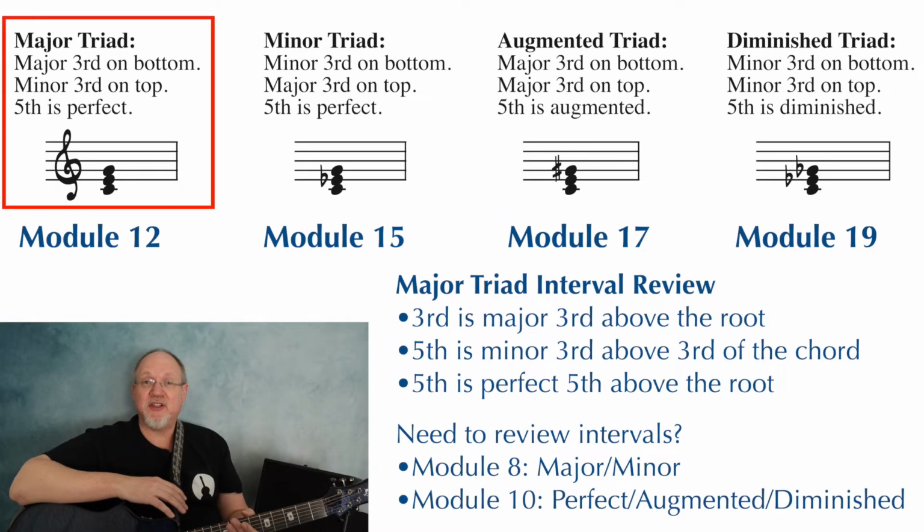You studied major triads in Module 12. A major triad consists of a major third on the bottom and a minor third on the top. In other words, the distance from the root to the third of the chord is a major third, and the distance from the third of the chord to the fifth of the chord is a minor third, and the distance from the root to the fifth of the chord is a perfect fifth.